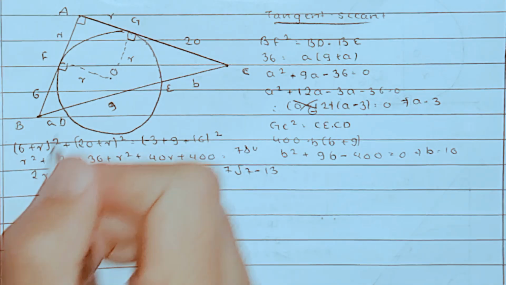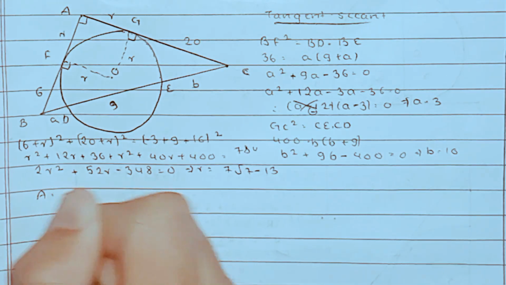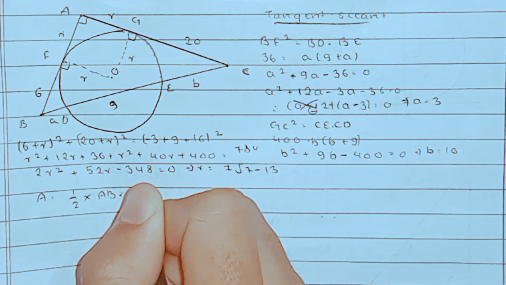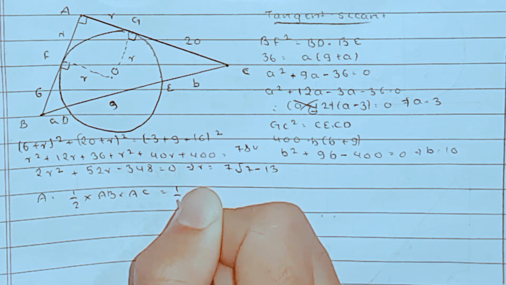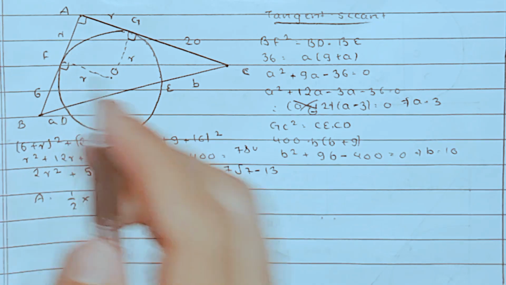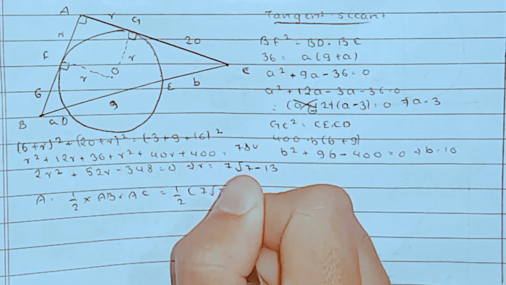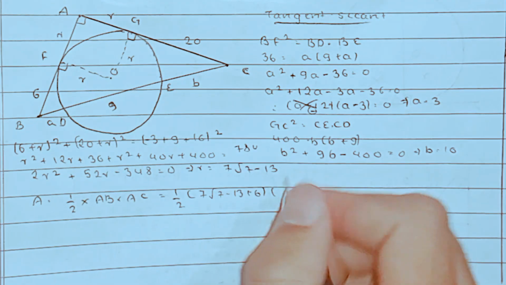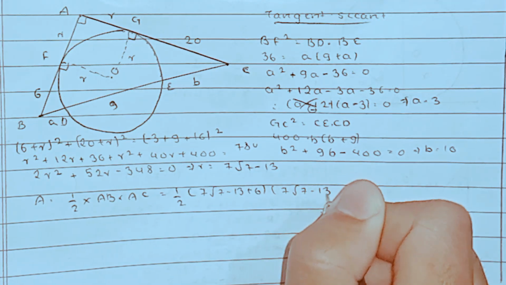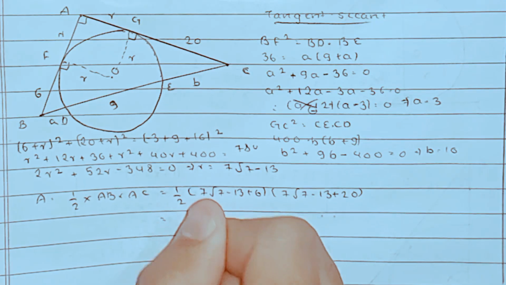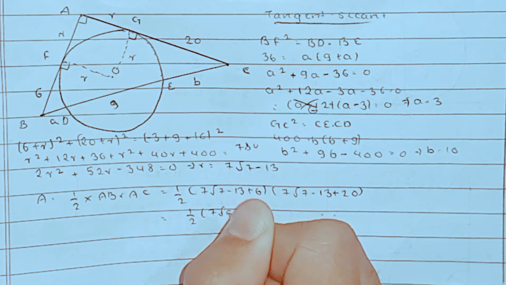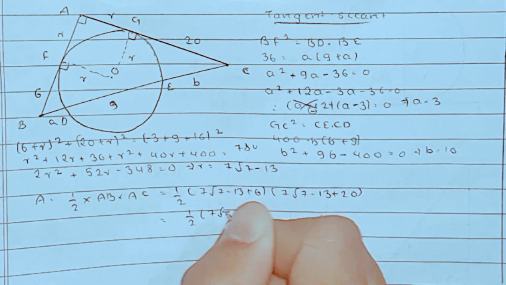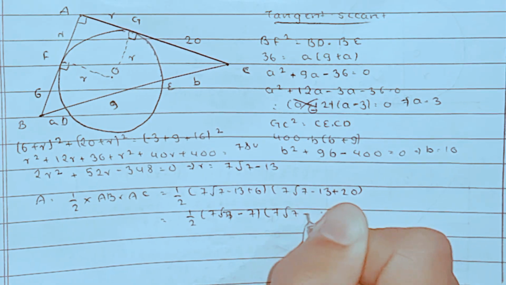So now we will find the area of the triangle. So area of triangle is equal to 1 by 2 into base, that is AB, into height, that is AC. So we have AB equal to r plus 6, that is 7 root 7 minus 13 plus 6, and the other is r plus 20, that is 7 root 7 minus 13 plus 20. So we get 1 by 2 times 7 root 7 minus 7, and again 7 root 7 plus 7.